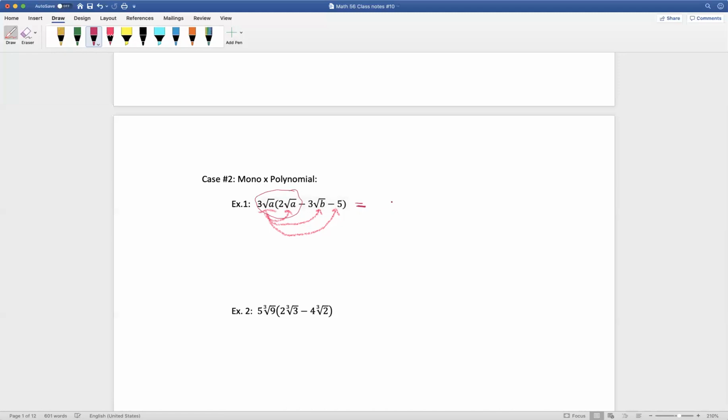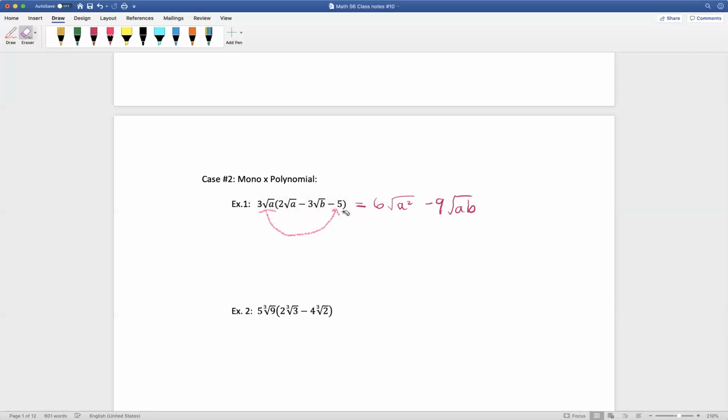3 square root of A times 2 square root of A. Well, 3 times 2 is 6. Square root of A times square root of A is square root of A squared. Okay, so we distributed in that first guy. Let's erase this. Let's distribute in the second guy. 3 square root of A times negative 3 square root of B. 3 times negative 3 is negative 9. Square root of A times square root of B is square root of AB. Okay, so we distributed that into the second term.